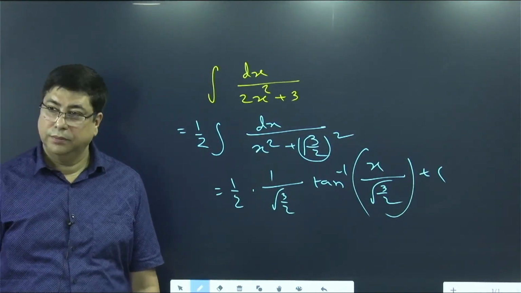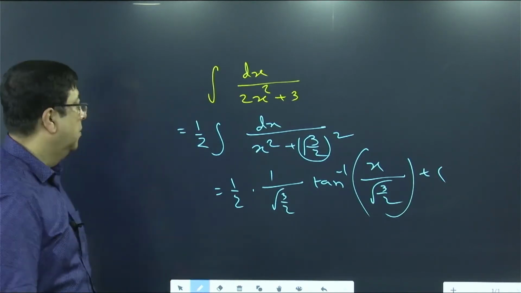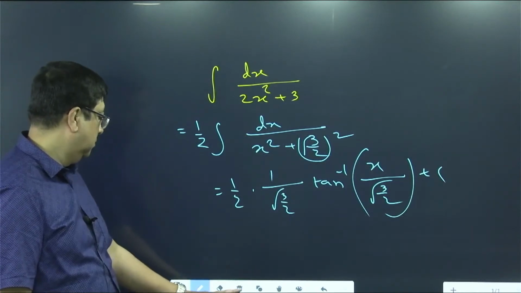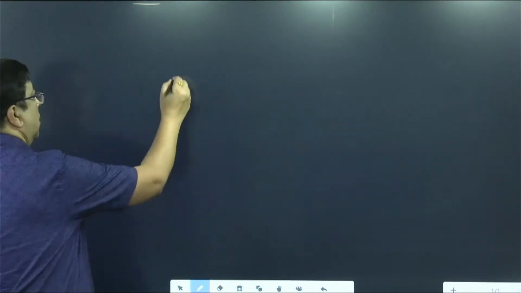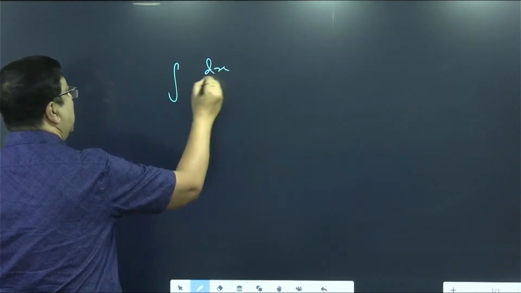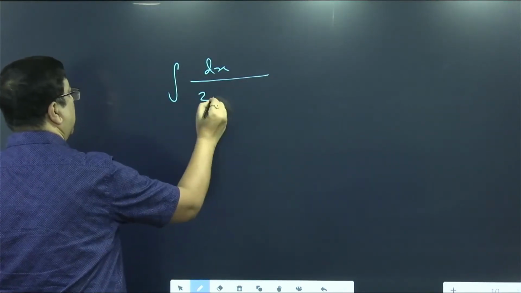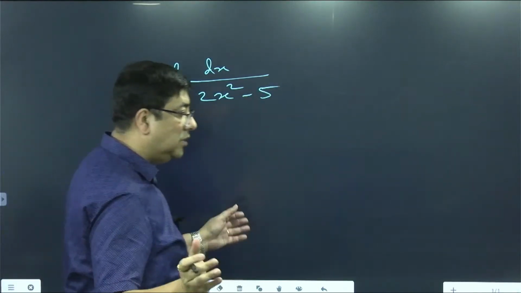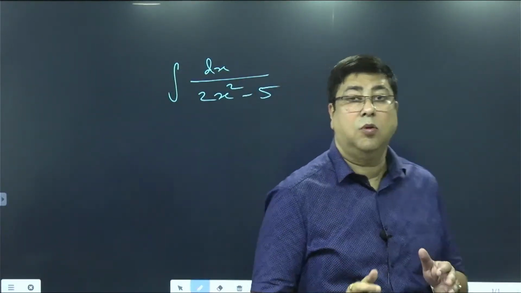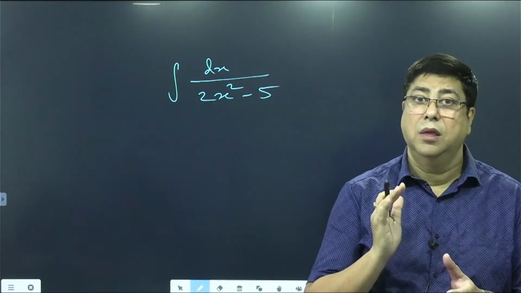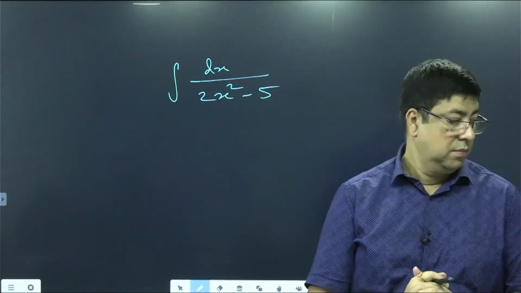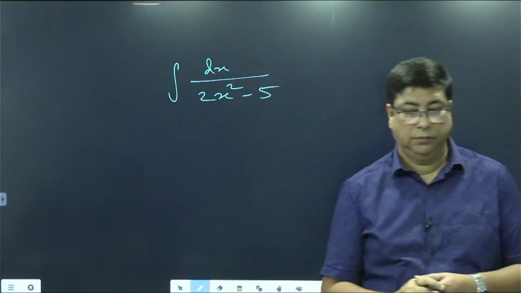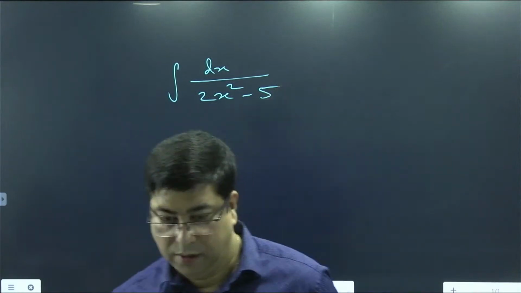Clear the concept here? Let's start. Next. Integration dx by 2x square minus 5. What to do? Let's apply the second formula. First of all, the coefficient of x square should be 1. Try this, everybody, try.